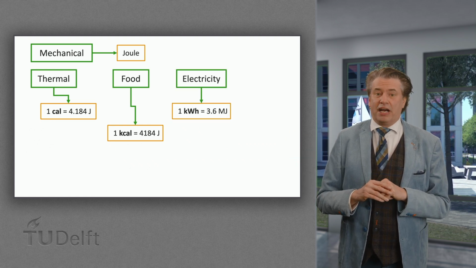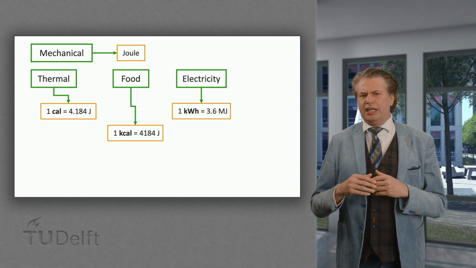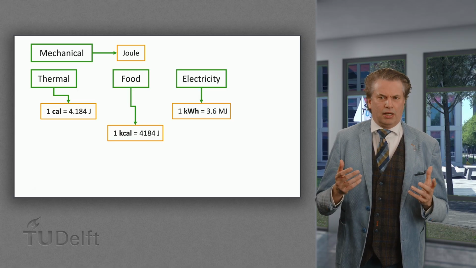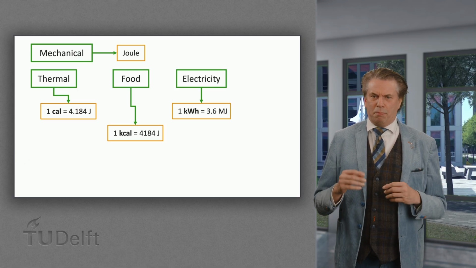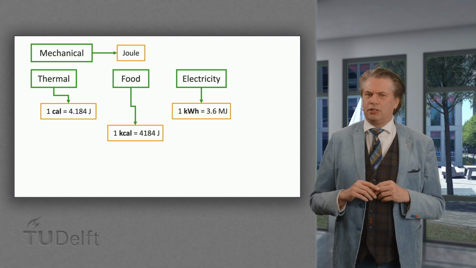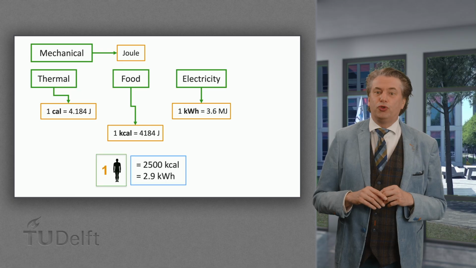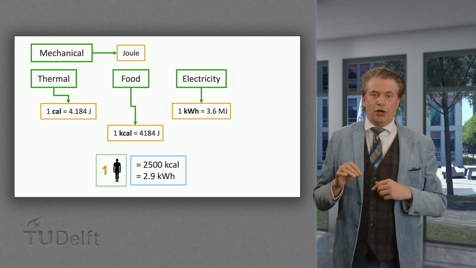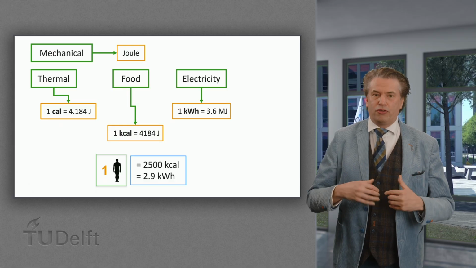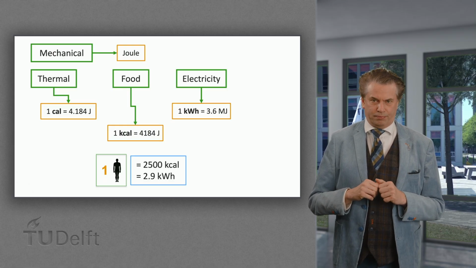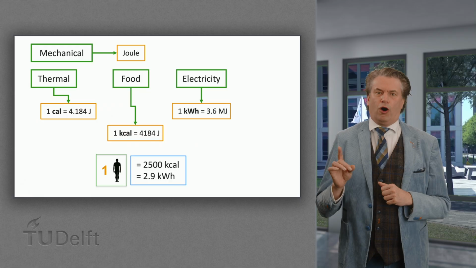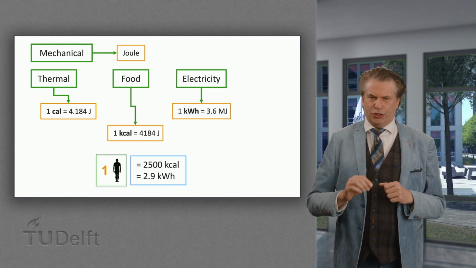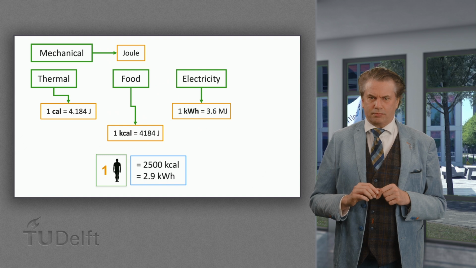Electrical energy is measured in kilowatt hours. Each kilowatt hour is equal to 3.6 megajoules. Let's make it personal again. Remember the human unit we just discussed? Each unit is equal to 2,500 kilocalories or 2.9 kilowatt hours, which is the daily food energy required of the average person. From this point on, whenever possible, the kilowatt hour will be used as the unit of energy.